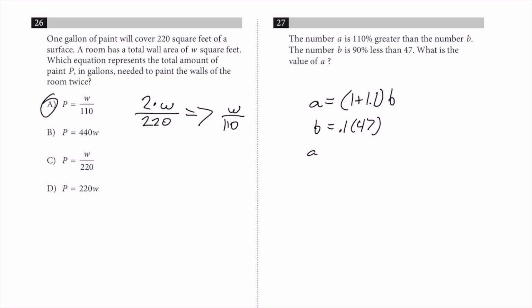So this tells us A is equal to 2.1 times B. B is equal to 4.7. A is then equal to 2.1 times 4.7, which is equal to 9.87. And that's going to be our answer. All right, so that's going to be our last question.